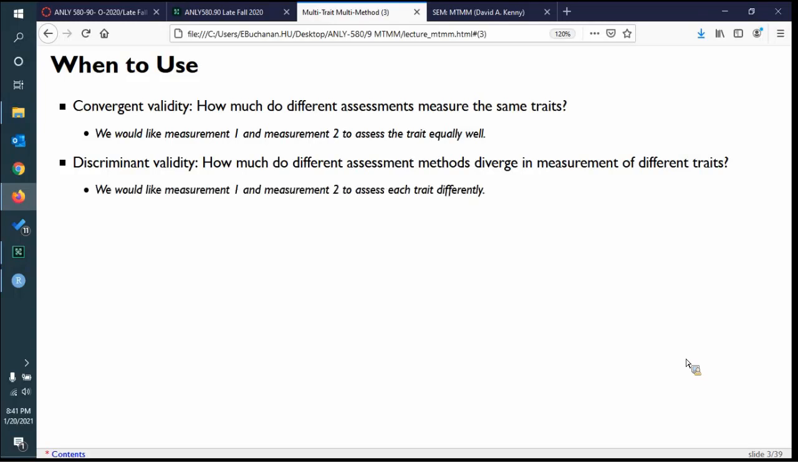There's also a separate discriminant validity that we'll talk about. Measurement one and measurement two assess each trait differently, but we would also like to know that there's discrimination in the traits. So we have convergent validity, and both of these are about the measure. How much do these two measures assess the traits, and how much do they separate in their methods? But we also need discriminant validity of the traits, meaning that our latent variables are not perfectly correlated. These two taken together, when talking about measurement, indicate that each measurement is maybe equally useful. They both measure the traits, meaning and purpose, and they measure different parts of meaning and purpose for this example.